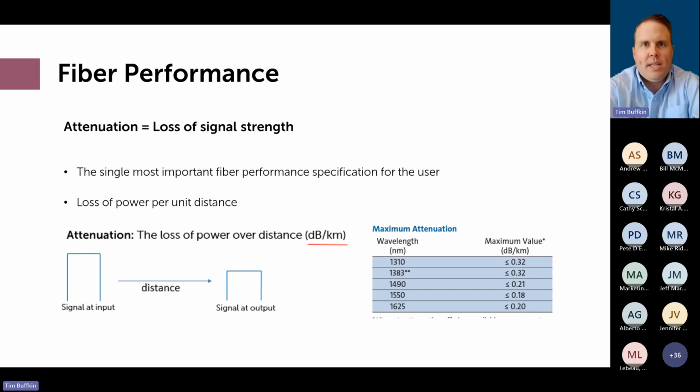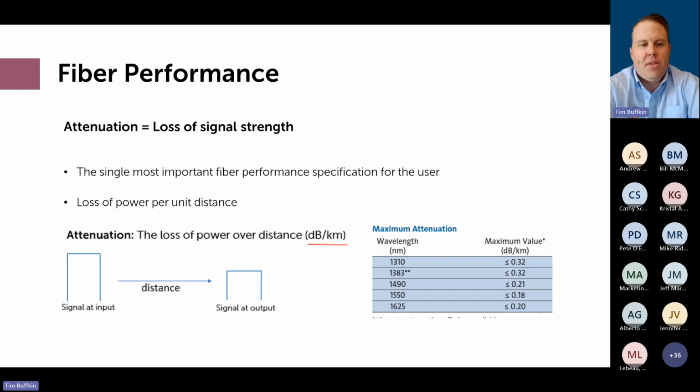So in the case of Corning's SMF28 Ultra, if we look down on the bottom right, you have values per different wavelength. At a 1310 nanometer wavelength, you're going to have a maximum value of 0.32 decibel per kilometer loss. So for every kilometer you send a signal down, you're going to lose no greater than 0.32 dBs.